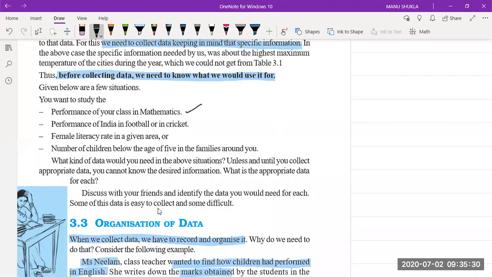Yes. Will you collect marks in English? You will collect marks in the mathematics exam. Yes, because if you collect marks in English, that will not help you to understand performance in mathematics. This is the thing that you need to keep in your mind. Before starting collecting data, you need to understand why you are doing so.